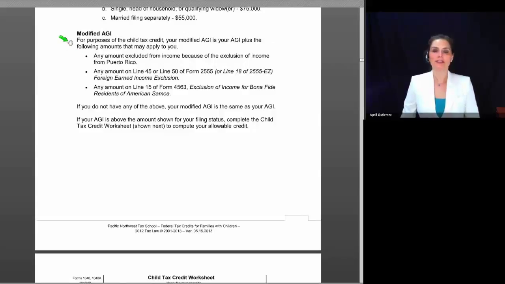Modified adjusted gross income. For purposes of the child tax credit, your modified adjusted gross income is your adjusted gross income plus the following amounts that may apply to you, and those are essentially wage amounts or earned income amounts that have been excluded because you were working in Puerto Rico or a foreign country or American Samoa. If you do not have any of the exclusions under these three categories here, then your AGI for purposes of the child tax credit is the same as your AGI on your tax return.